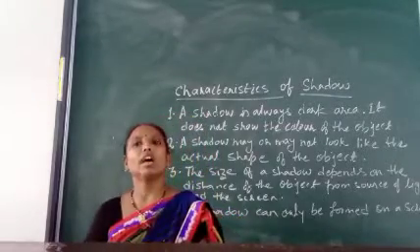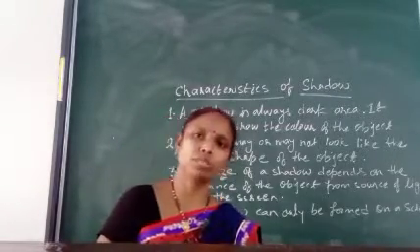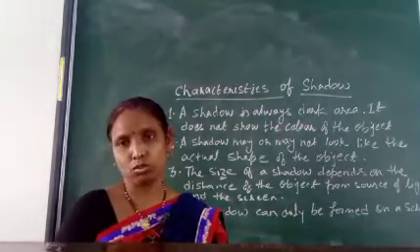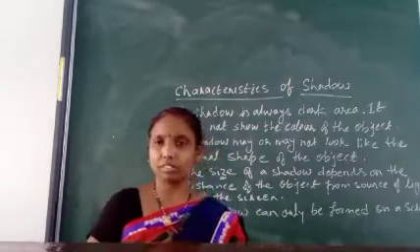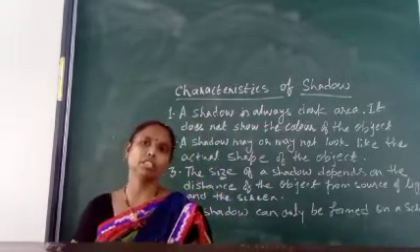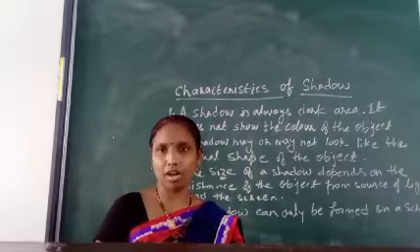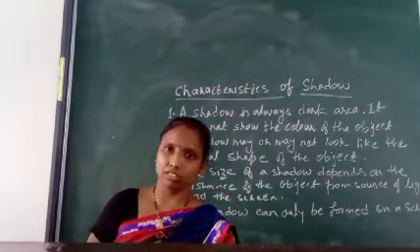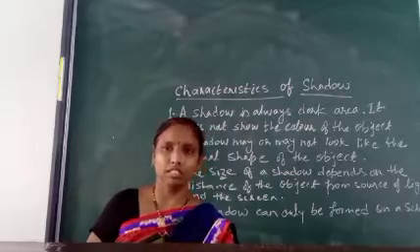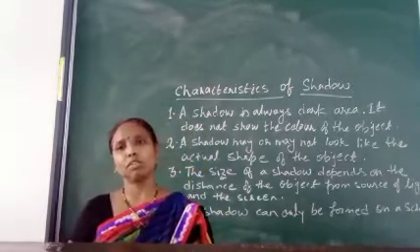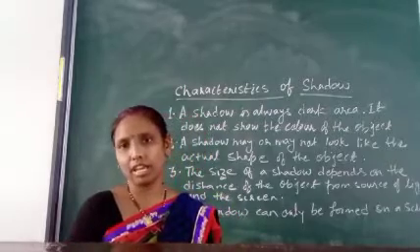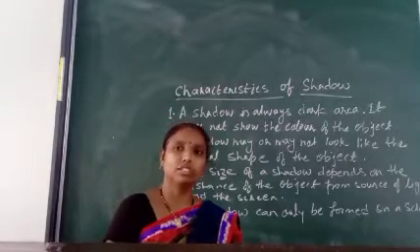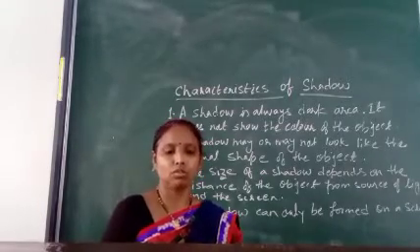Secondly, there must be an opaque object. If an opaque object is not there to block the path of light, then shadow formation can't take place. And thirdly, there must be a screen on which the shadow should fall and be seen. It is very important that there is an opaque screen so that we can look at the shadow on it. Understand? These are the 3 conditions which we did last time for the shadow.